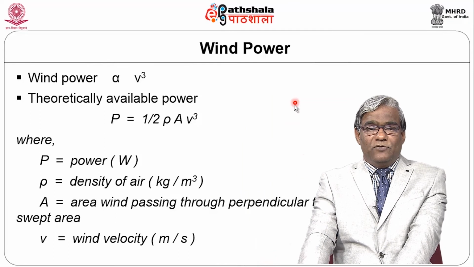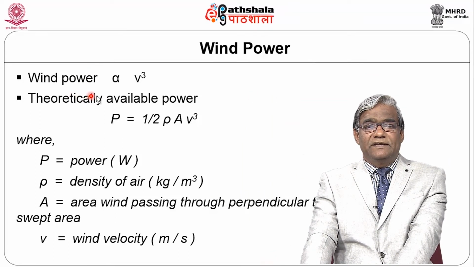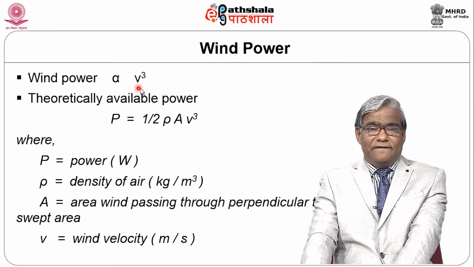And this is about the wind power. Wind power is directly proportional to wind velocity, V cube. Theoretical available power is equal to half rho A V cube. This is the empirical relation for wind power. P is half of rho A V cube. It is derived from the kinetic energy, where P is the power in watts, and rho is the density of the air in kg per meter cube. A is the area the wind passes through, perpendicular to the wind, that is the swept area of the blade, and V is the wind velocity in meter per second.